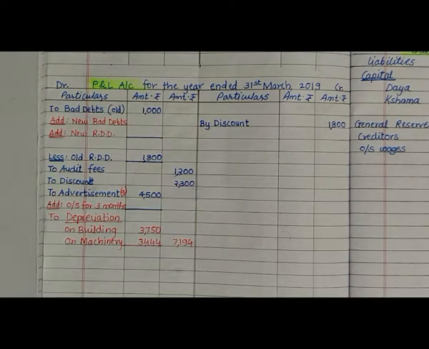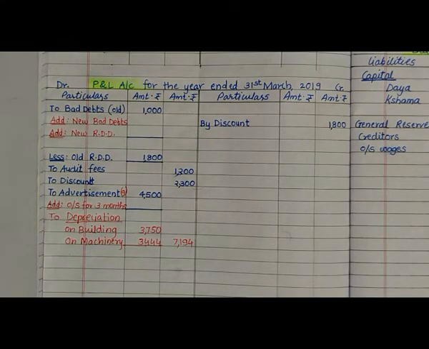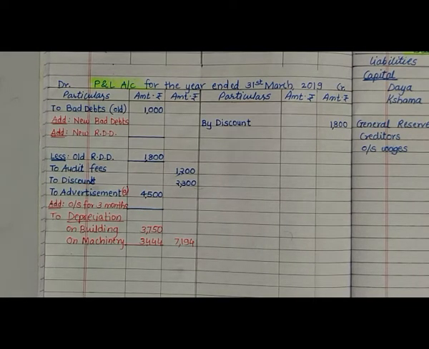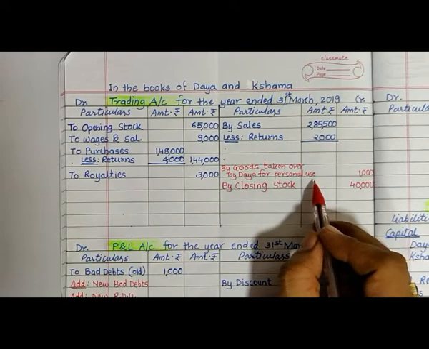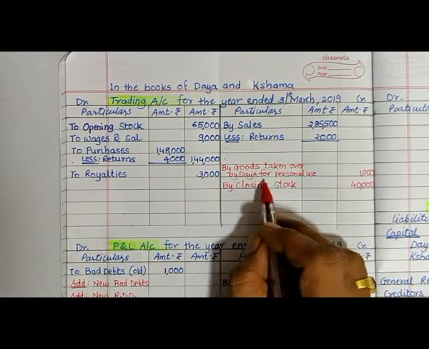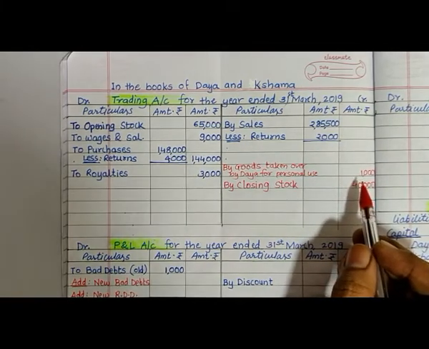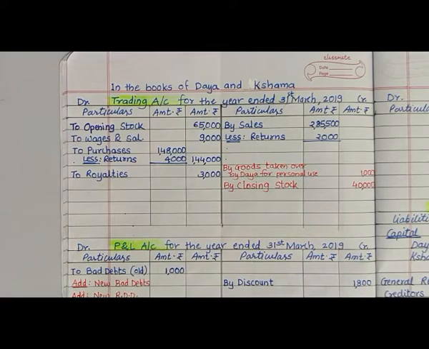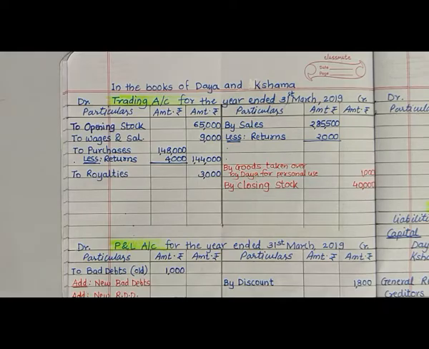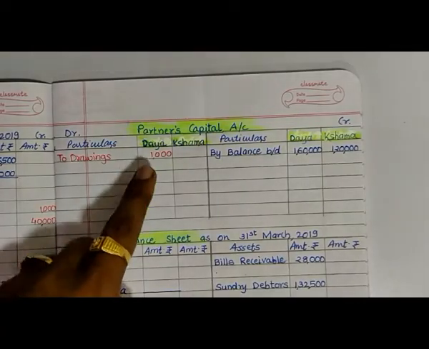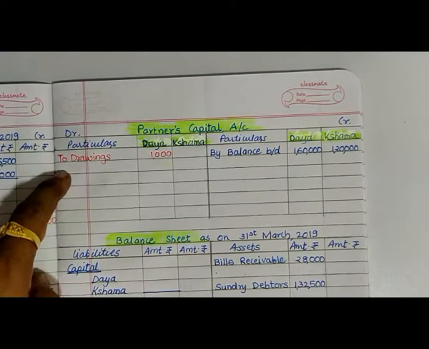The next adjustment is goods worth rupees 1,000 taken by Daya for personal use and which is not entered in the books of account. Being an adjustment on goods, we must give one effect to trading account. By goods taken over by Daya for personal use, trading account credit side rupees 1,000. As it is drawing made by one of the partners, we must give the second effect as drawing. So Daya's capital account is debited by rupees 1,000.